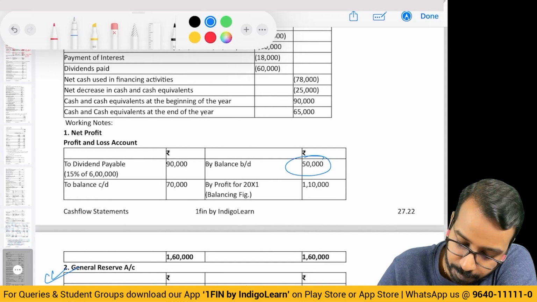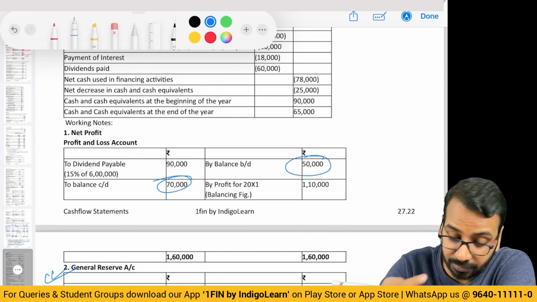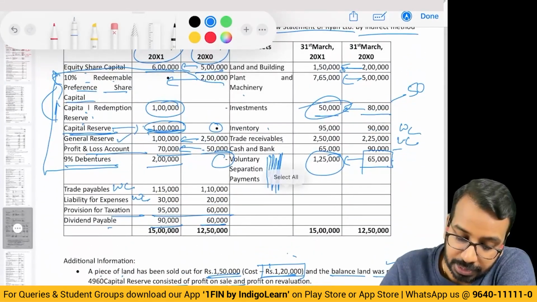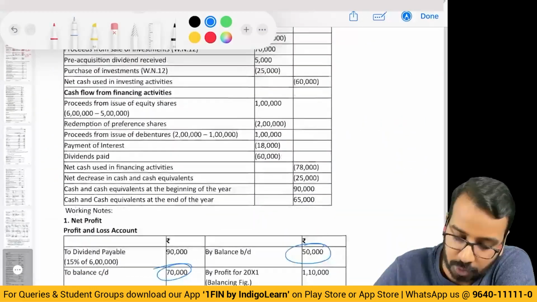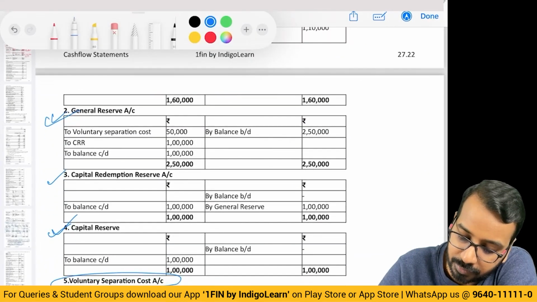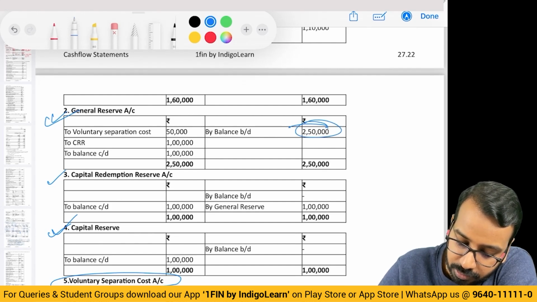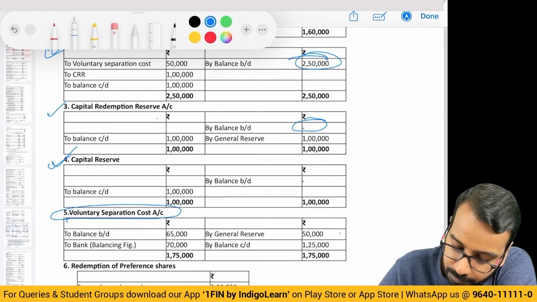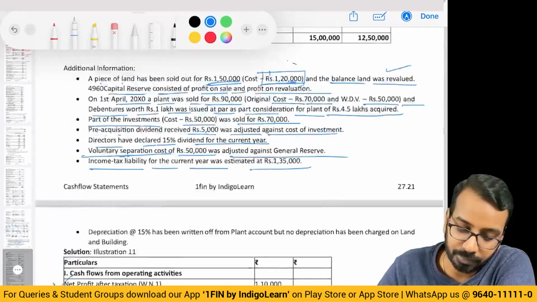Opening balance, closing balance. Okay. Now, what all adjustments will hit here? We will see one by one. Then we have general reserve, capital redemption reserve. All of this also you plot opening and closing balance. General reserve balance brought down, capital redemption reserve balance brought down, capital reserve balance brought down. Okay. Then see the adjustment.